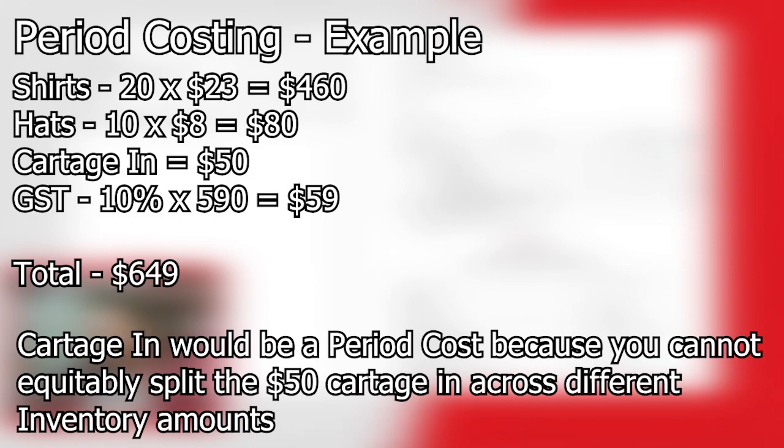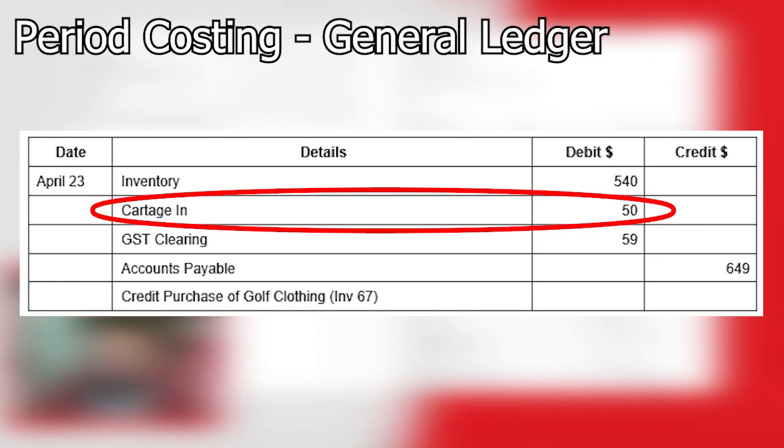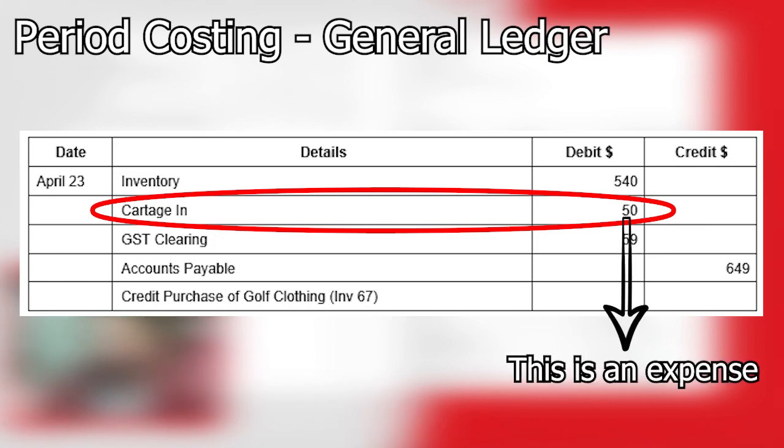So we've already said the total invoice is $649. So we're going to put that in the accounts payable on the credit side, because that's what we now owe. Our inventory we totaled was $460 plus $80 for the shirts and the hats. That's $540. The cartage in is going to this time be its own expense. So that's a debit of $50 because an expense increasing is a debit. And then GST is going to be applied for both the inventory and the cartage in, because delivery or cartage in is a service. So 590, 10% of that is 59.